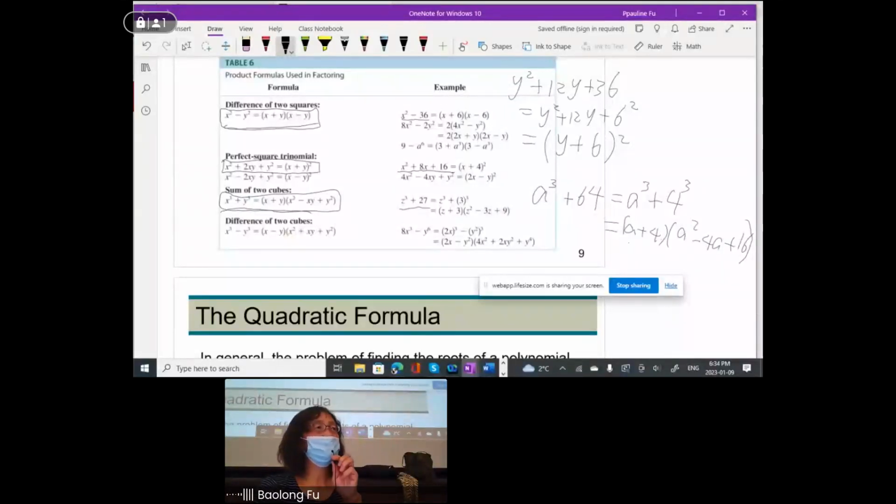And this just needs more practice. For example, when you go home, you go over this one, because this one I didn't go through. This one looks like this one. Use this formula, the difference of 2 cubes. Okay. Any questions?